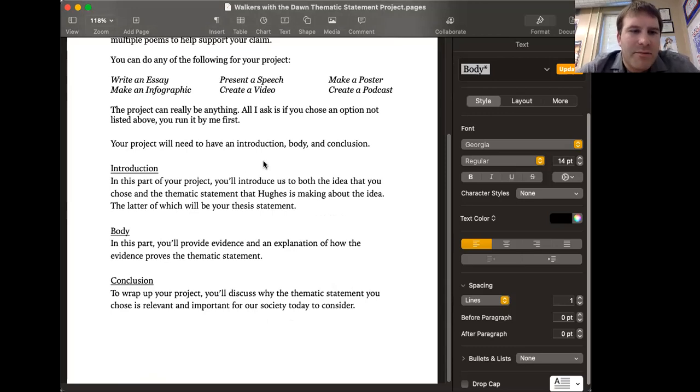Body: in this part, you'll provide evidence and an explanation of how the evidence proves the thematic statement. And then your conclusion. To wrap up your project, you'll discuss why the thematic statement you chose is relevant and important to our society today to consider. So that is the project. It can be over anything, but you need to have those three elements to it.